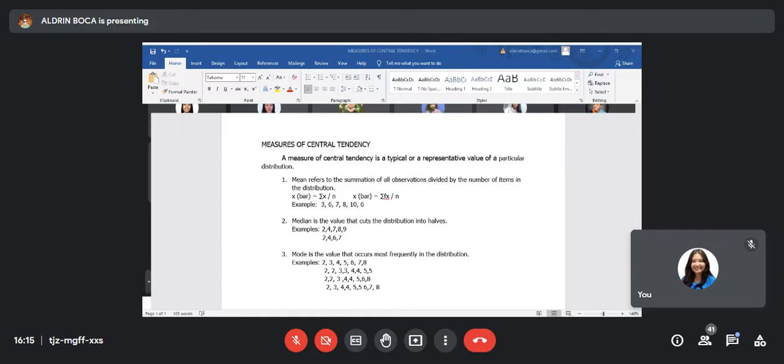Kasi pagdating sa group, lahat sila may formula. But for ungrouped, only the mean has formula. For median, you just have to look at the middle value in the distribution. So how do you look for the value? You arrange first the scores in the distribution. You may arrange the scores whether in ascending or in descending order.